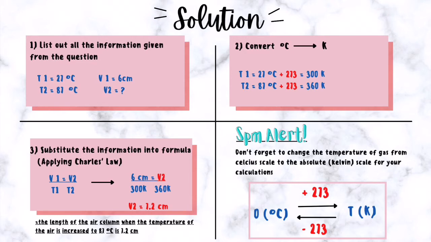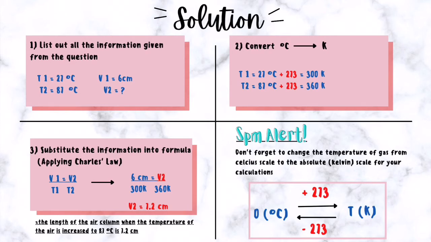The second step is very important, and that is to convert the temperature from degrees Celsius to Kelvin. To do this, you simply add 273 to the temperature. This is because at 0 degrees Celsius, you get 273 Kelvin. For the first temperature, we get 300 Kelvin, and for the second temperature, we get 360 Kelvin.